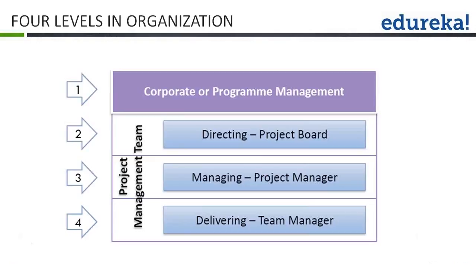There are 4 levels in a Prince2 organization. The topmost level is corporate or program. These people are required to commission the project. They are not part of the project management team. The project management team consists of 3 levels, which are directing, owned by the project board, who are the owners of the project also. The managing level is owned by the project manager, and the delivering level is owned by the team manager.